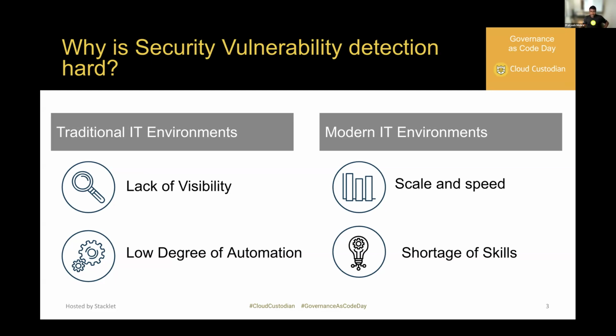The second factor is a low degree of automation. In a typical on-premise environment, some services may be getting built manually, or there may be some scripting involved. Less automation leads to inconsistent patch management and potentially no decent mechanism to automate common processes in the environment. Let's look at a modern IT environment now.